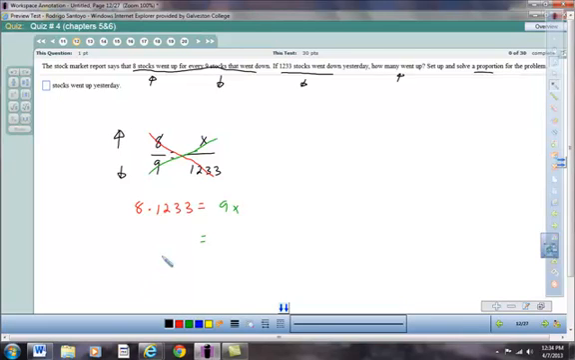And when we multiply 8 times 1233, that gives us a solution of 9,864. And now we're just going to divide both sides by 9. And we'll get a solution of 1096 equals x.